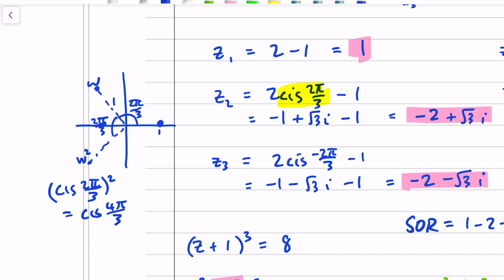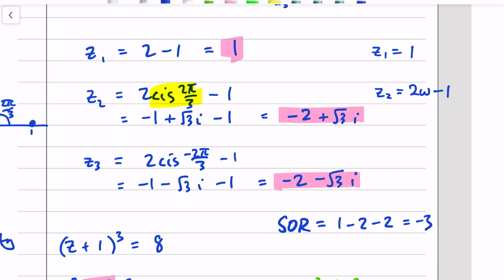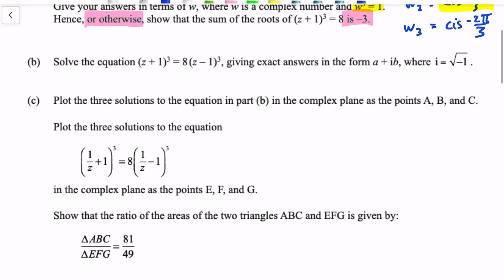If you're interested in why this occurs, look up the roots of unity, because it's a common thing that turns up in complex numbers problems. And so what that means is that the third solution, not z cubed, my bad, z3, can be written as 2w squared minus 1.